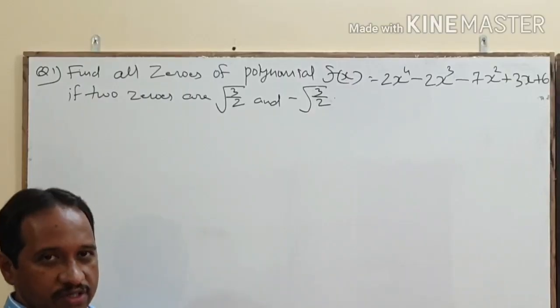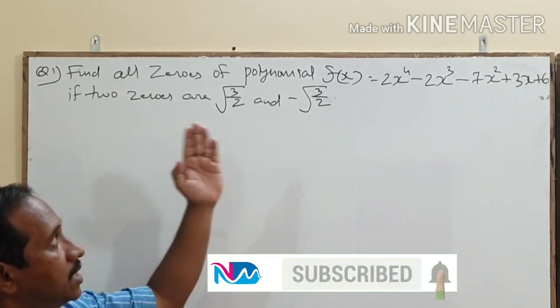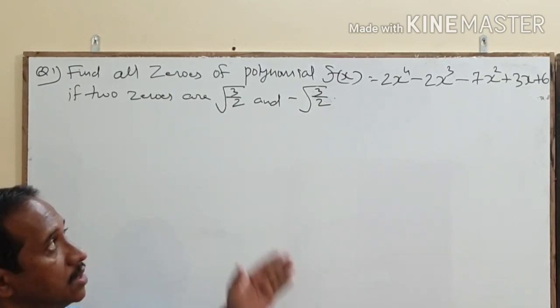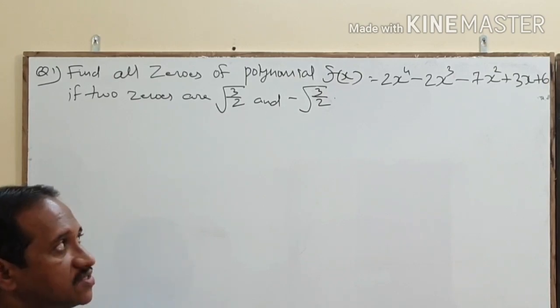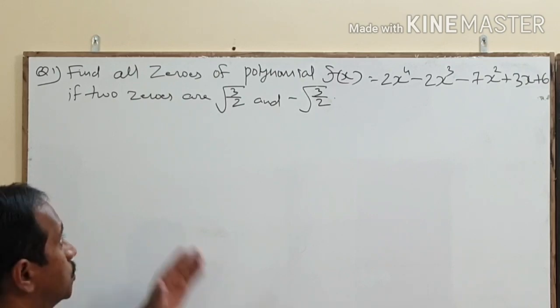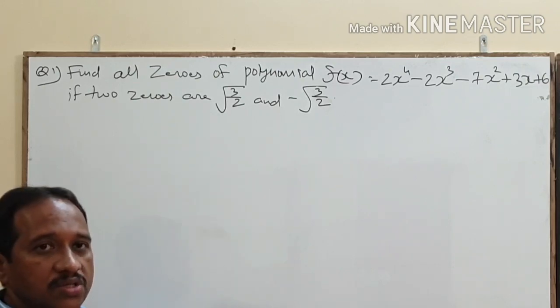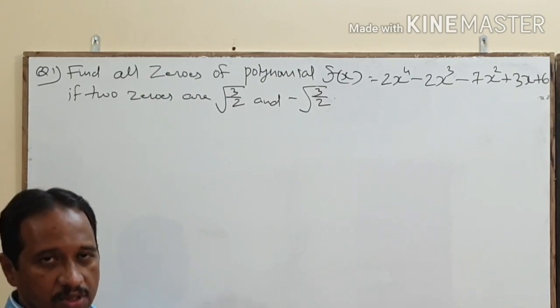Look at the first question. Find all zeros of polynomial f of x is equal to 2x raised to 4 minus 2x cube minus 7x square plus 3x plus 6 if two zeros are root 3 by 2 and minus root 3 by 2.